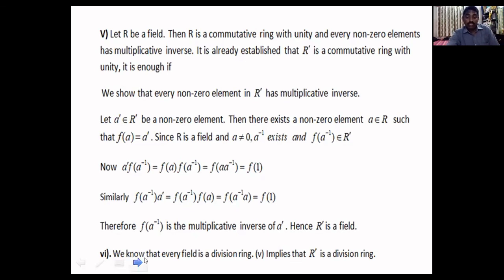And finally we prove that if R is a division ring, then R dash is also a division ring. We know that every field is a division ring, or skew field. The proof of 5 implies that R dash is a division ring.